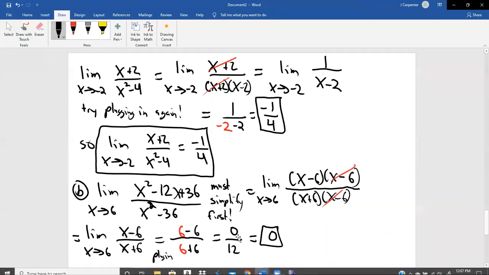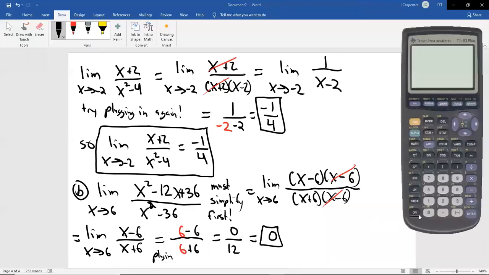If you don't trust it, use the calculator for that quick two-sided approach: parentheses, x squared minus 12x plus 36, close it, divided by parentheses, x squared minus 36. Double check everything, looks good.